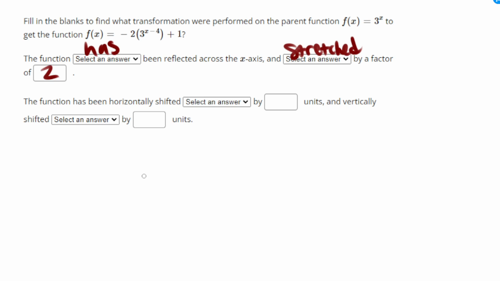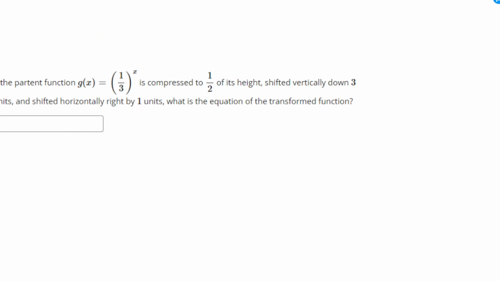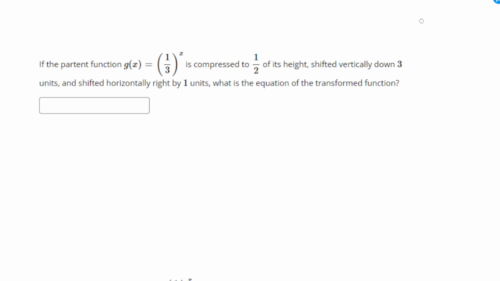The function has been horizontally shifted, that's the wrong, horizontal is side to side. Has been shifted right by 4 and vertically shifted up by 1. Easy peasy.